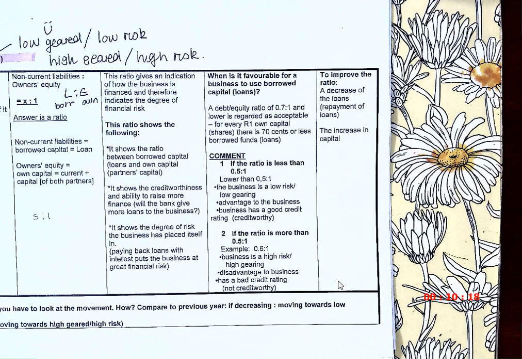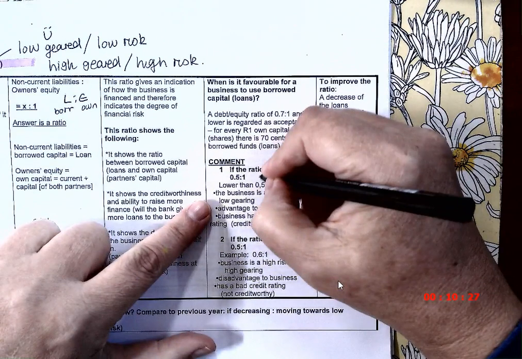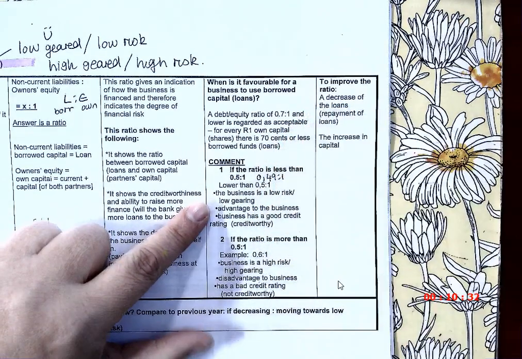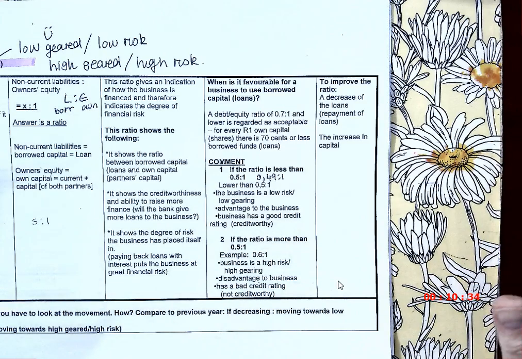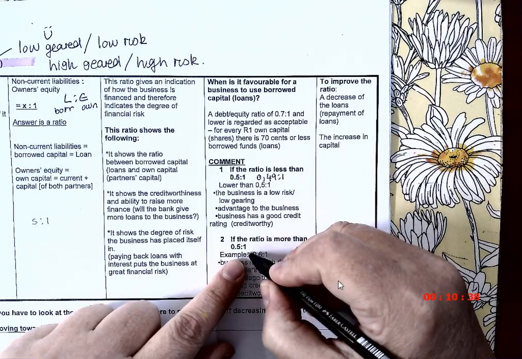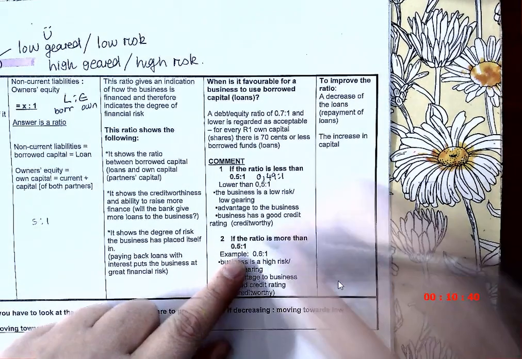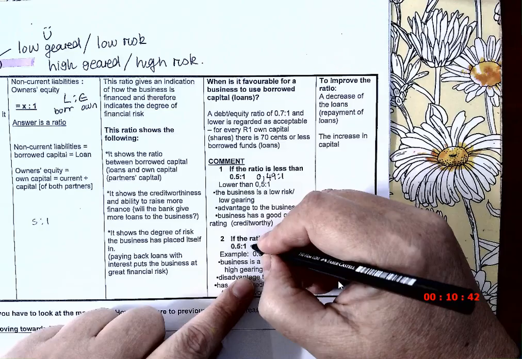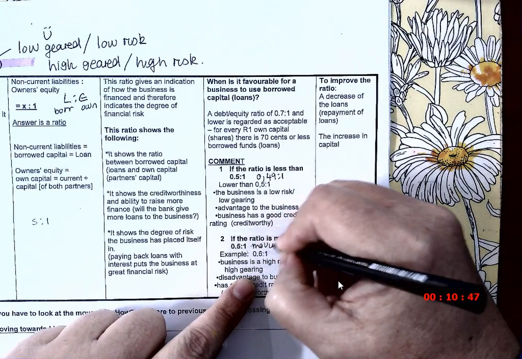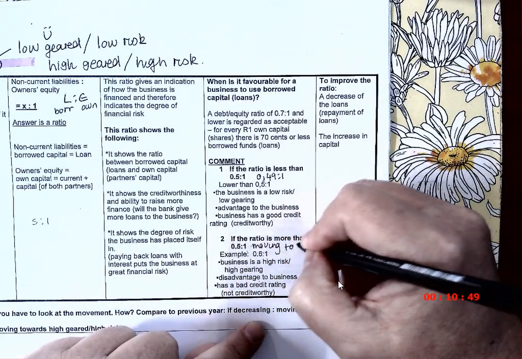So in other words, in school accounting, we work with 0.5 as the middle. Okay. So in other words, anything 0.49 to 1, we see as low geared. Anything from 0.5 to 1 upwards, I will not see as necessarily high geared, but I will say it's moving to high geared, high risk.